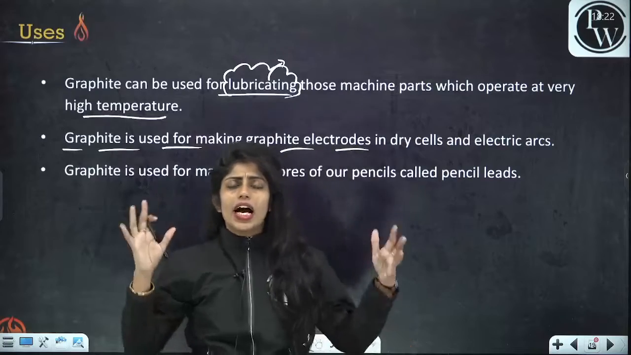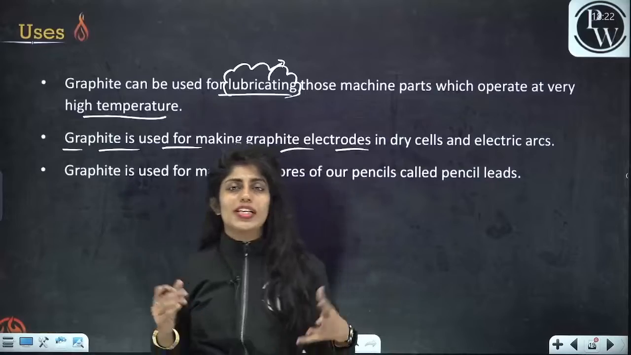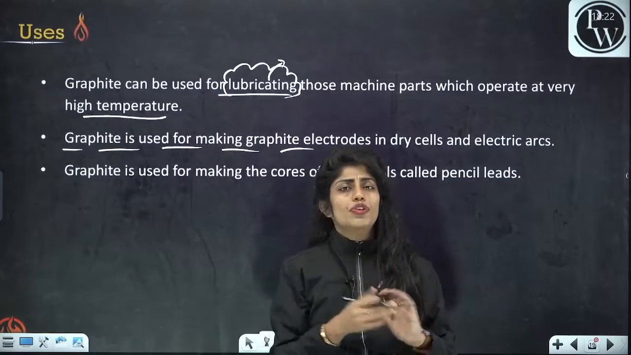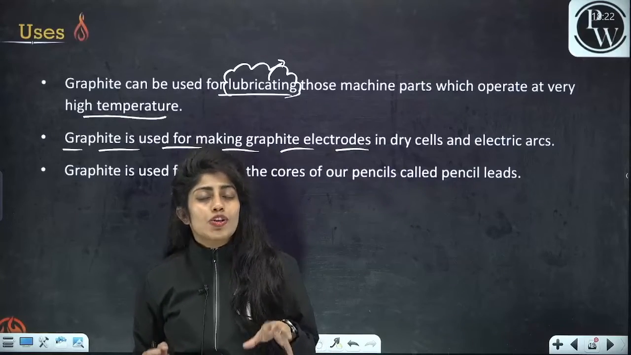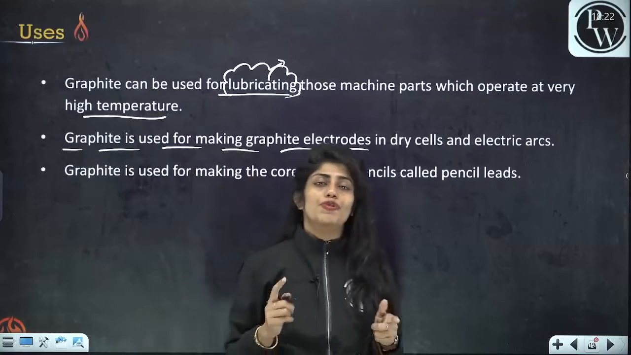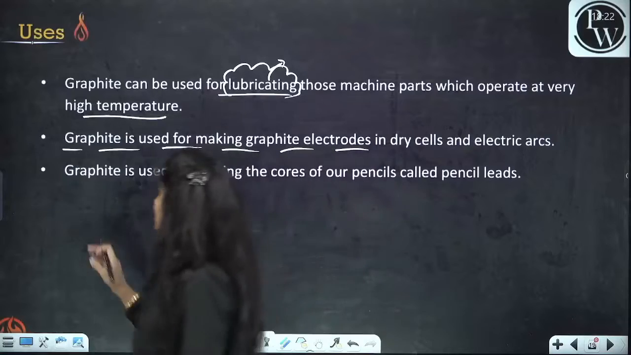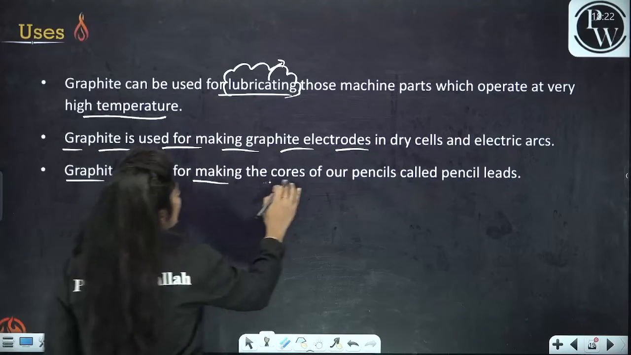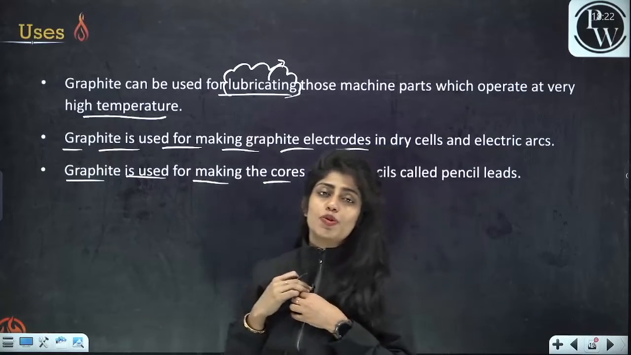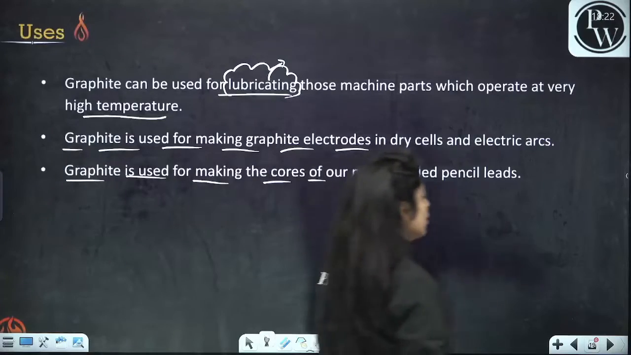and graphite is used for making graphite electrodes in the dry cell. In the higher classes you will get to know about the cells. Okay, dry cell, fuel cell, etc. Also, we have done the electrolysis of water, right? Brine. So, what we have done? We got the electrodes. So, these electrodes are made up of graphite because of good conductivity of electricity. Now, graphite is used for making the cores of the pencil. In the exam, you are supposed to take the pencil with you. So, that's also one of the uses of graphite.